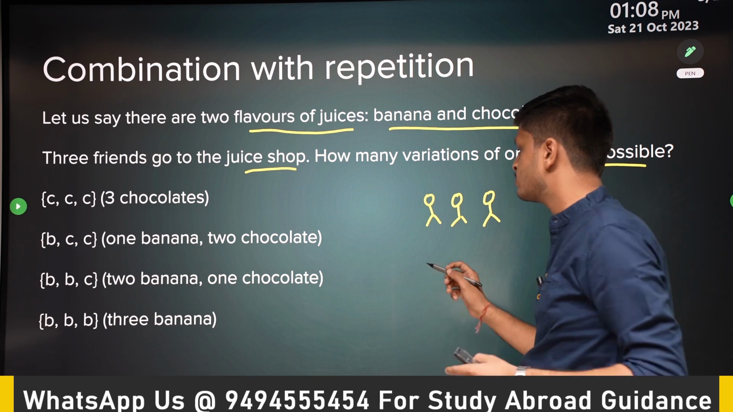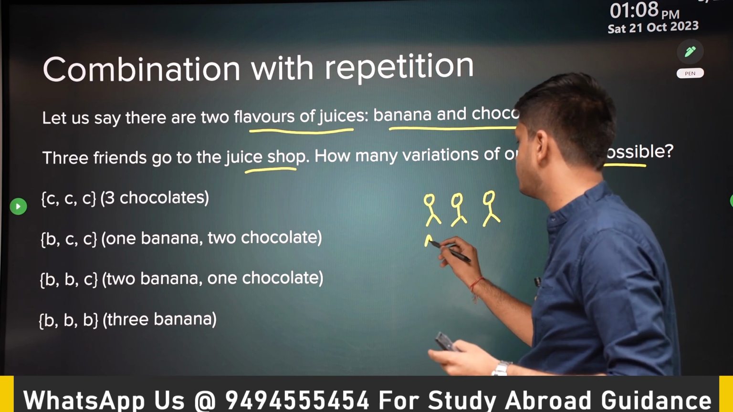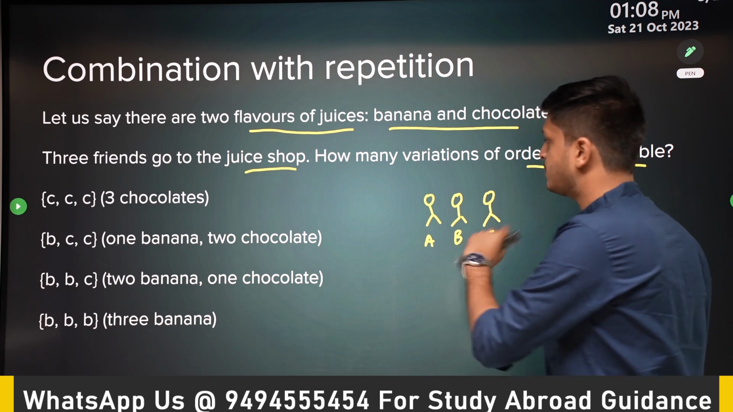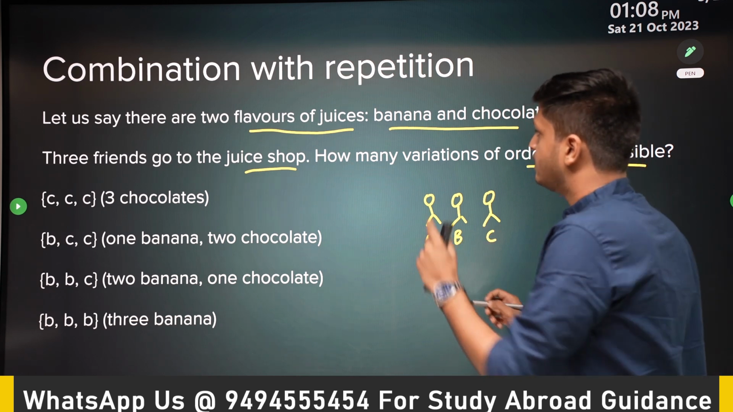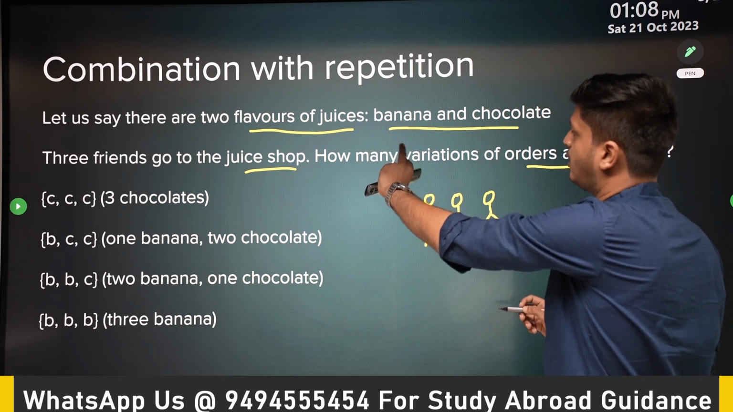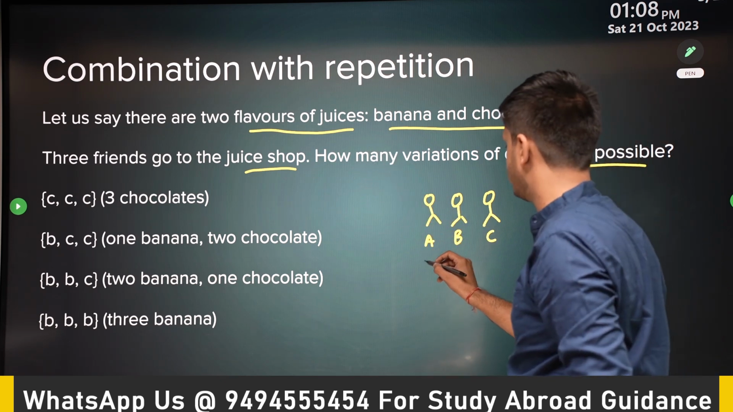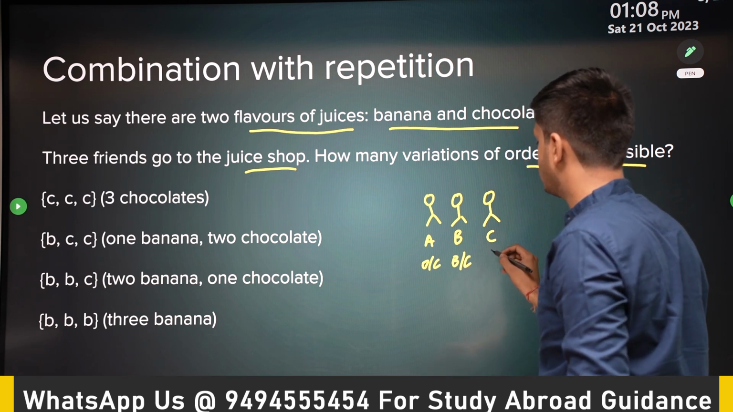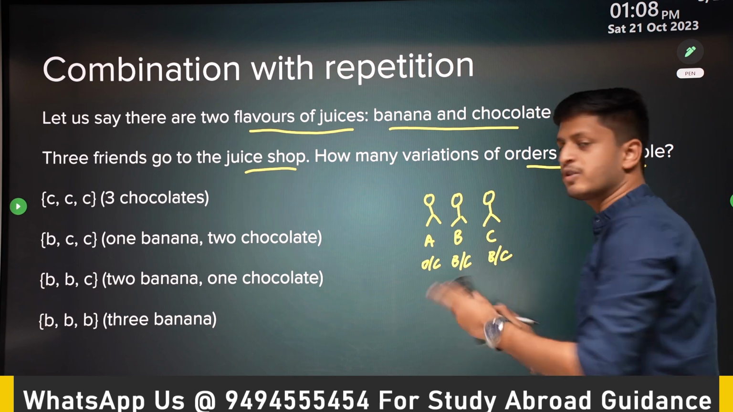Let's say 3 people go to the juice shop. Let's call them A, B, and C. If we consider these 3 people different, then how many options are there? A can order banana or chocolate. B can order banana or chocolate. C can order banana or chocolate. So there are 8 possible options, right?